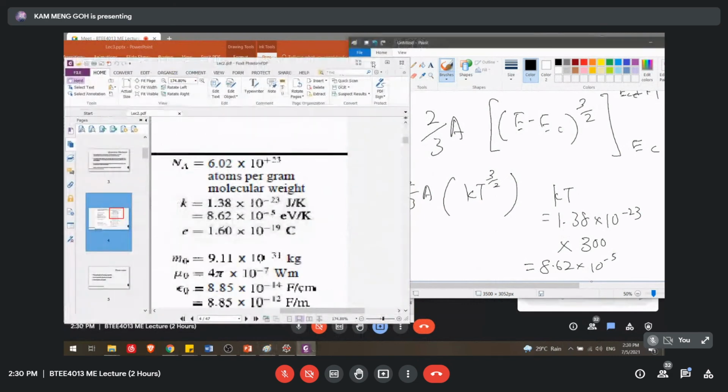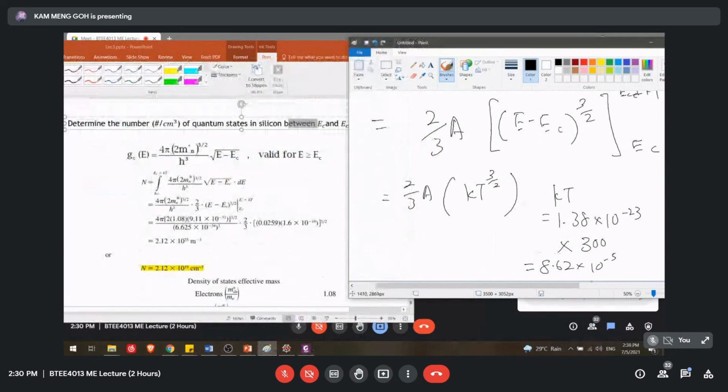Or maybe you can straight away multiply this because this one is in eV form. And you can see that actually this thing is 0.0259 multiplied by 1.6 times 10 to the power negative 19. So this one you can use for KT, multiply this. This thing is in the Joule form. So let's see.